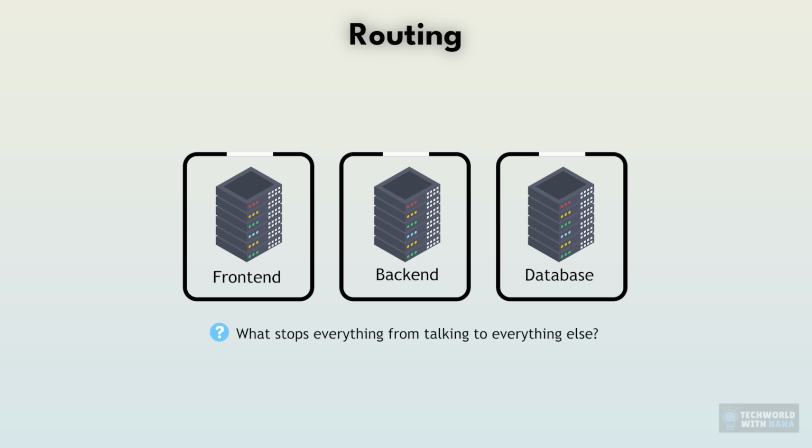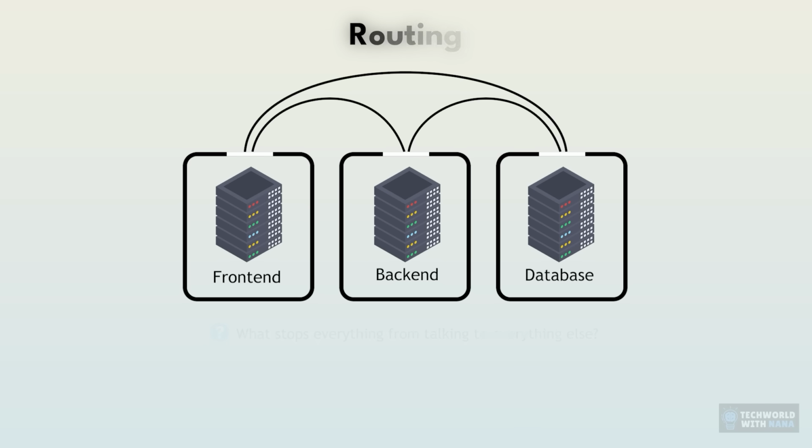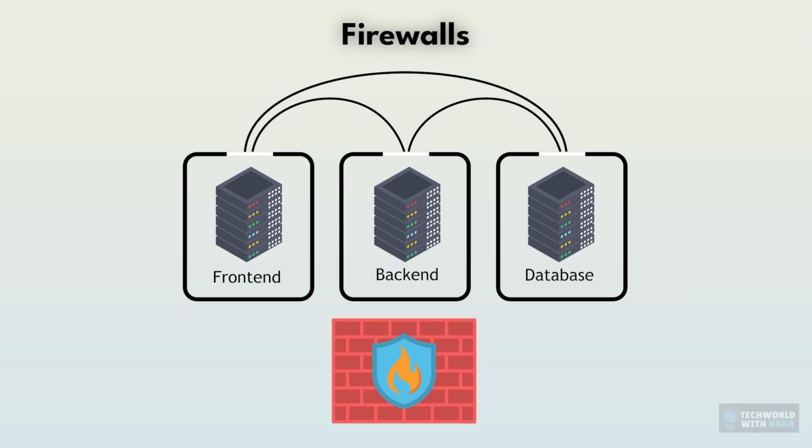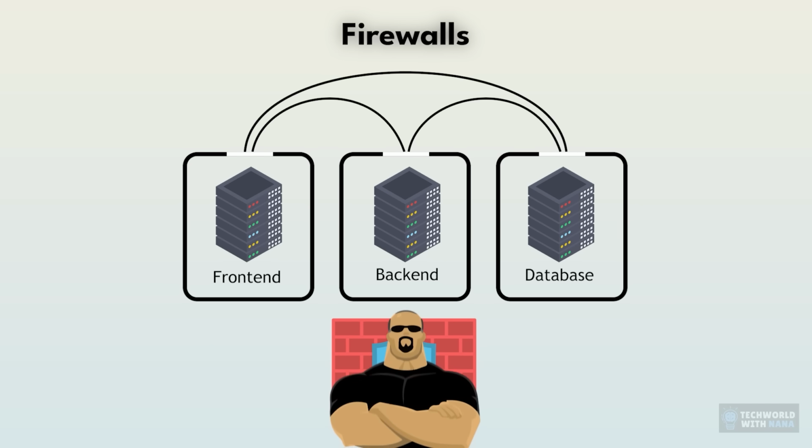Just because we can route traffic between subnets does not mean we should allow all traffic in all directions. And that's where firewalls become necessary. A firewall is like a security guard that checks every piece of traffic and decides whether to allow it based on rules that we set.